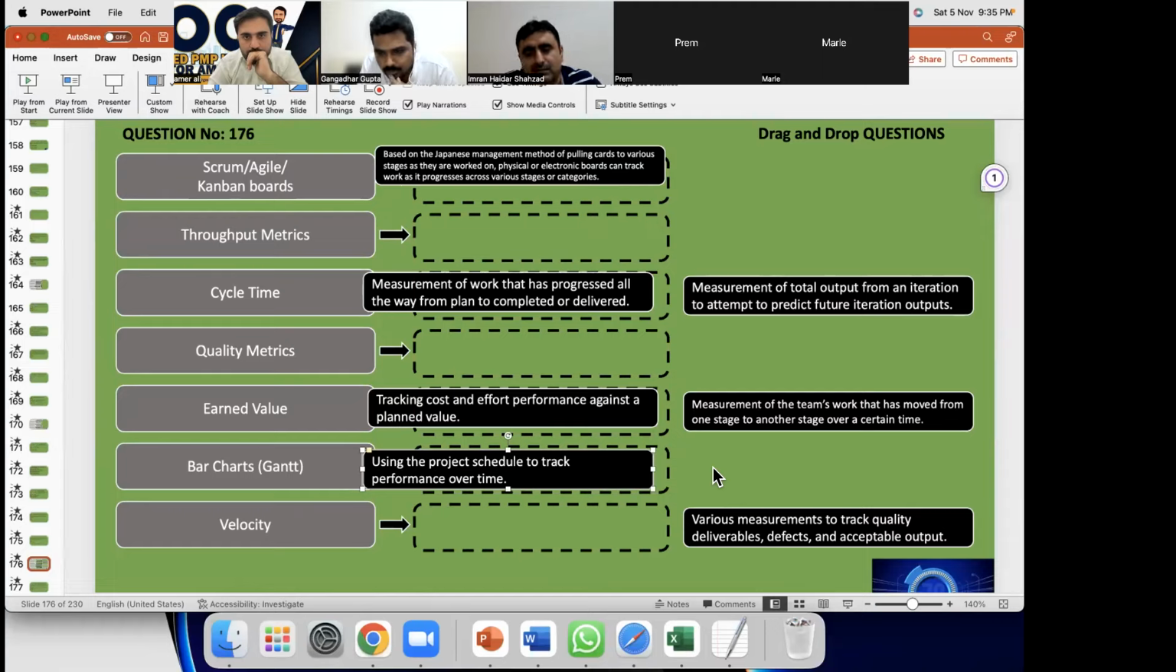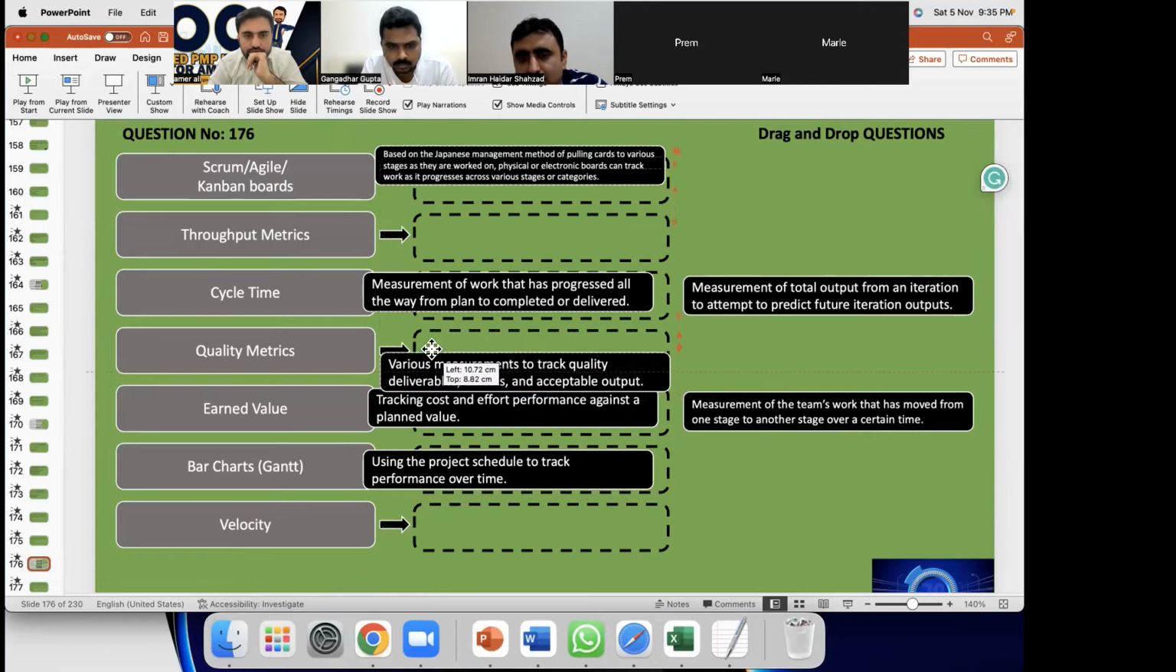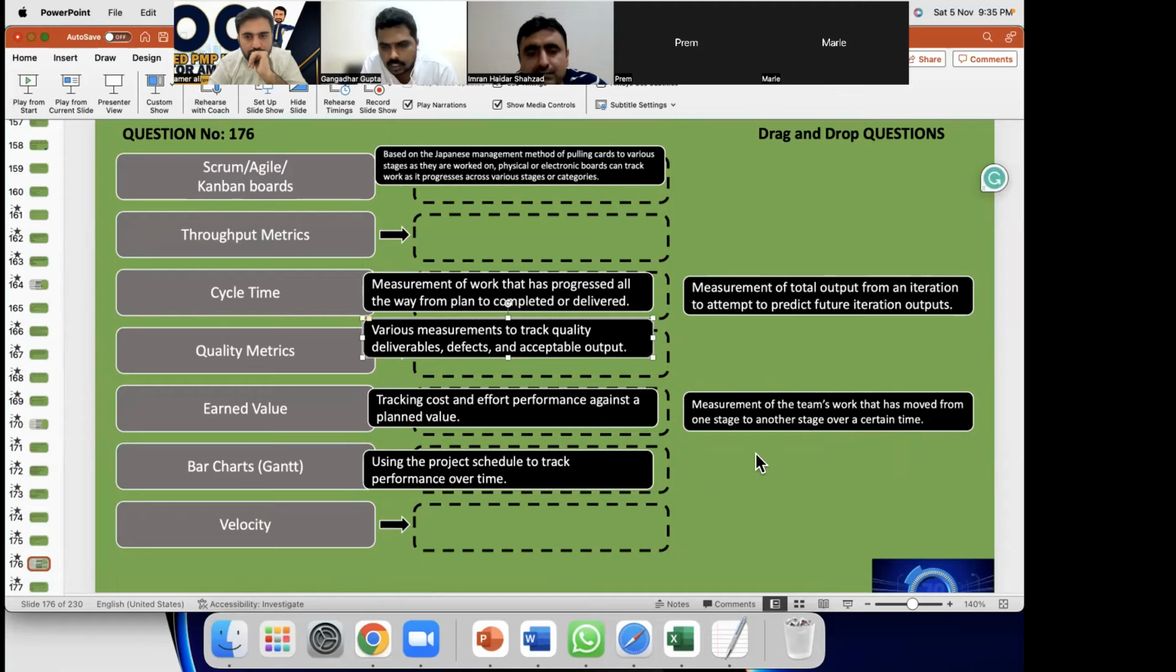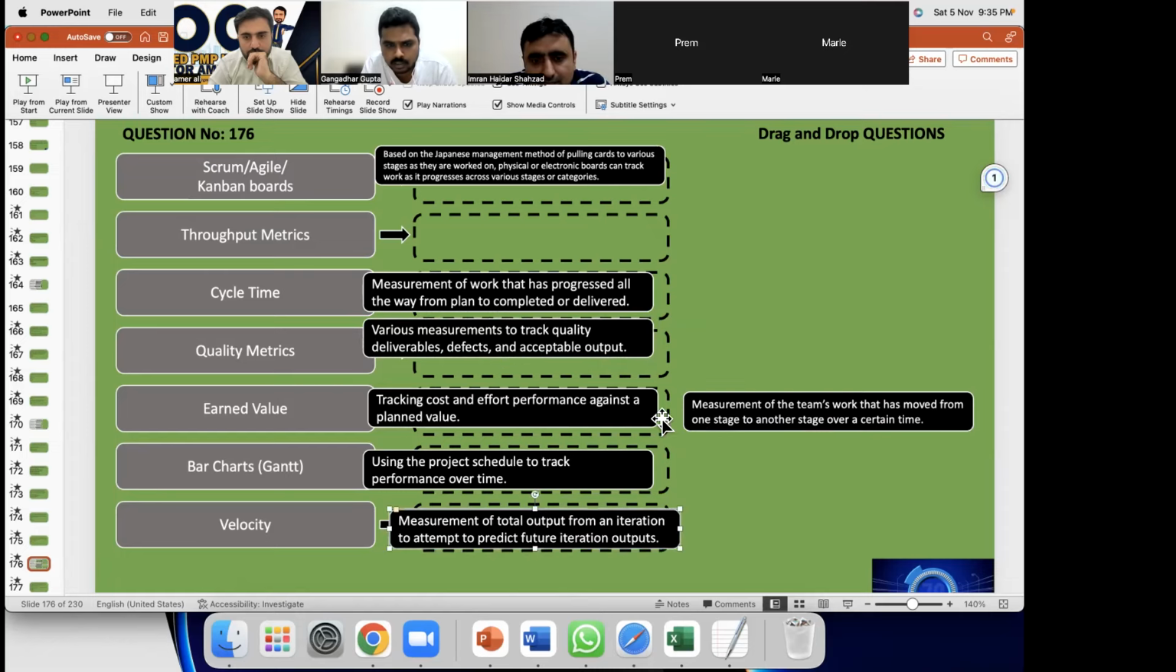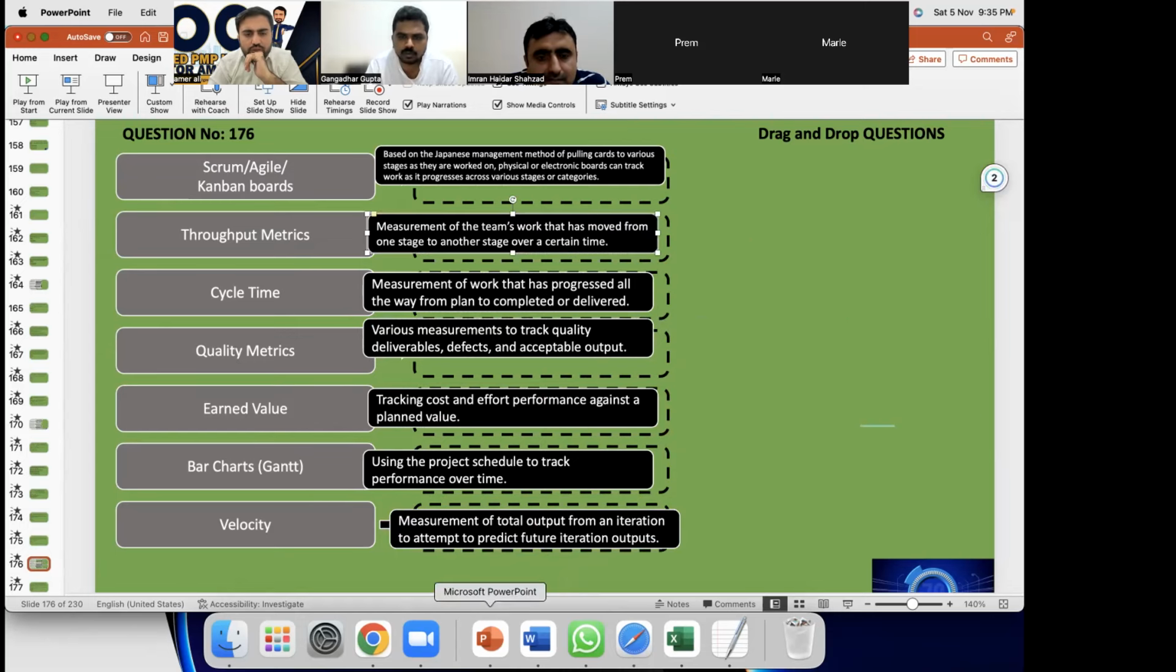Quality metrics are various measurements to track quality of deliverables, defects, and acceptance output. Velocity is the measurement of total output from an iteration to attempt to predict future and remaining work. Throughput metrics are the measurement of the teamwork that has moved from one stage to another.